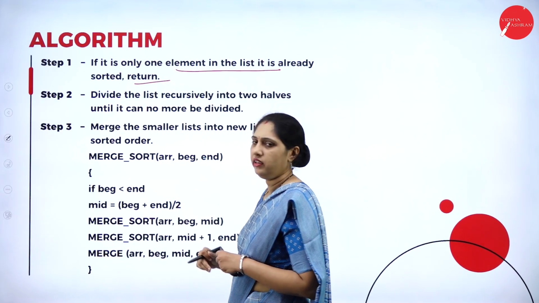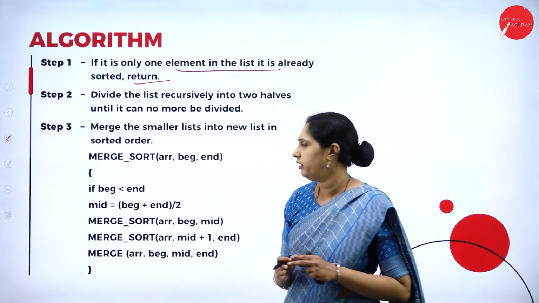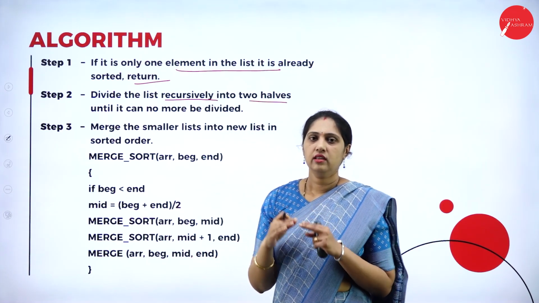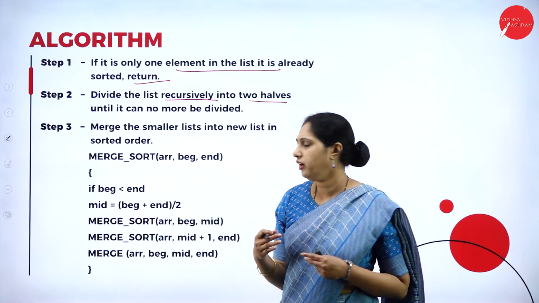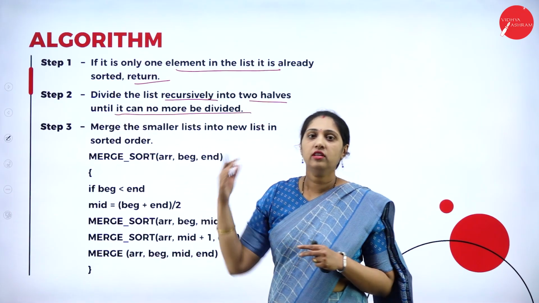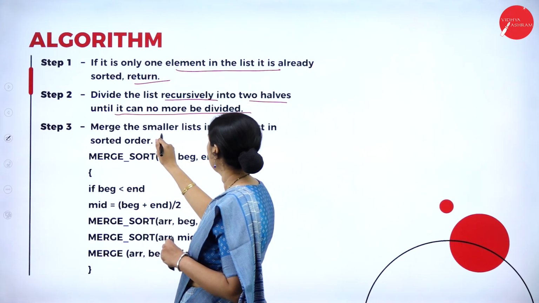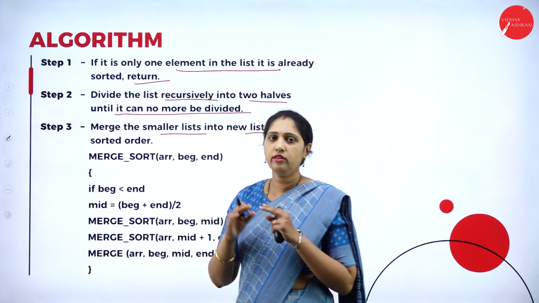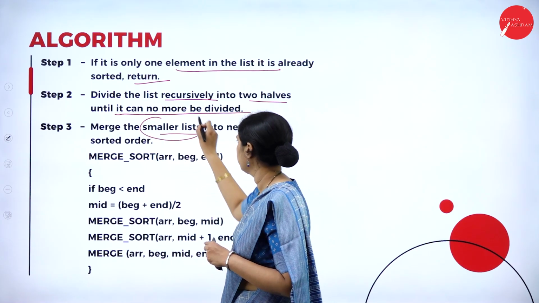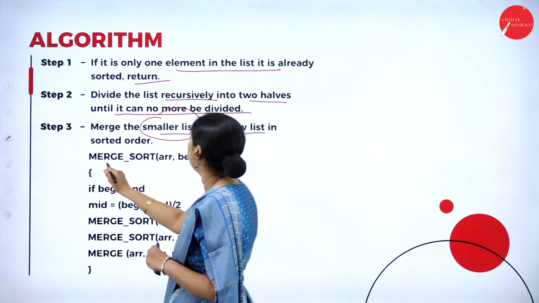Next, step 2. If you have more than one number, then it is the process of dividing. Divide the list recursively into two halves. Recursively means you should continuously divide, until you cannot divide any further. Until then keep on dividing. Next, merge the smaller lists into a new list. Whatever we have divided, we have to merge the smaller lists into a new list.